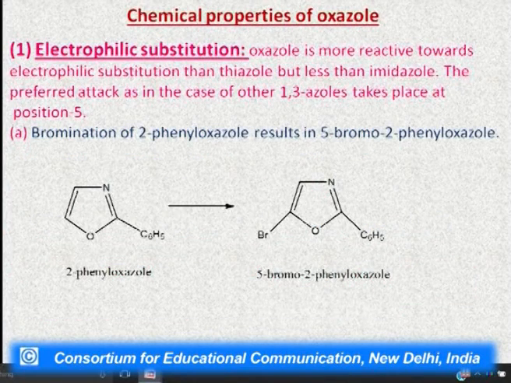Then come the chemical properties of oxazole. One of them is electrophilic substitution. Oxazole is more reactive towards electrophilic substitution than thiazole, but less than imidazole. As in the case of other 1,3-azoles, the preferred attack will take place at the 5 position. We have done bromination here. Bromination of 2-phenyl oxazole will result in 5-bromo-2-phenyl oxazole. So, here the bromination takes place at carbon number 5 and we get the 5-substituted oxazole.